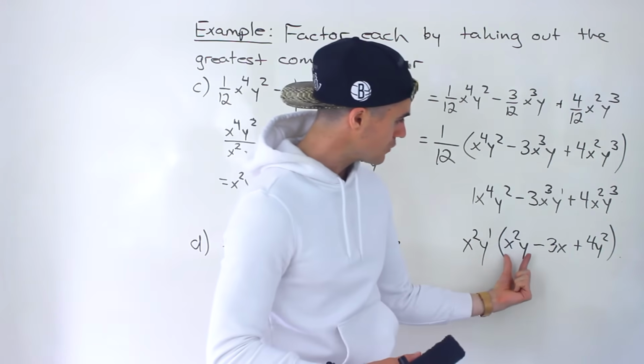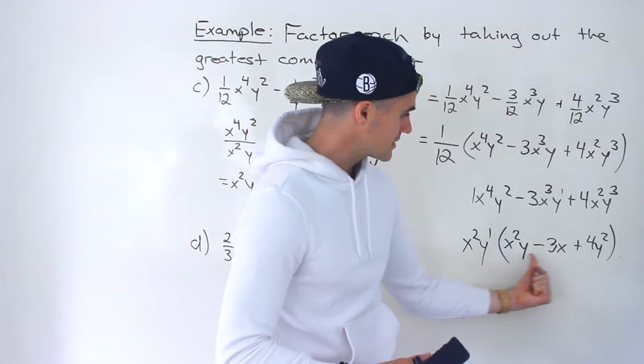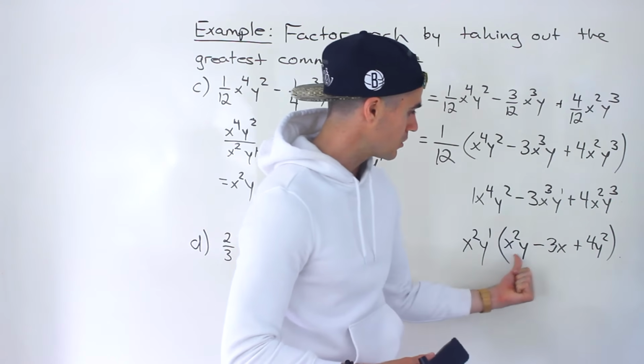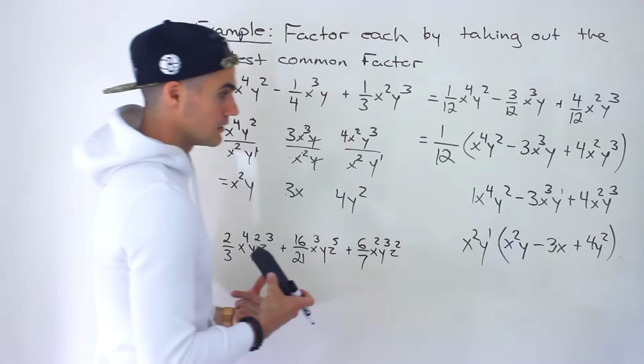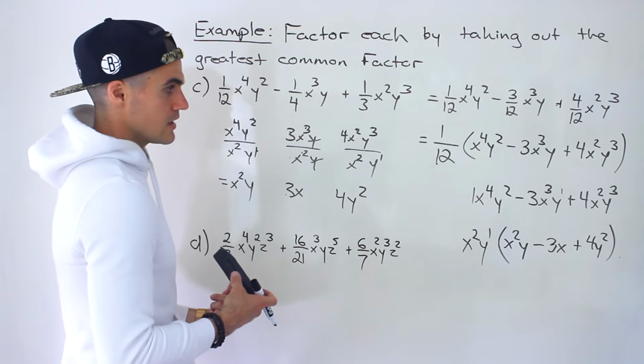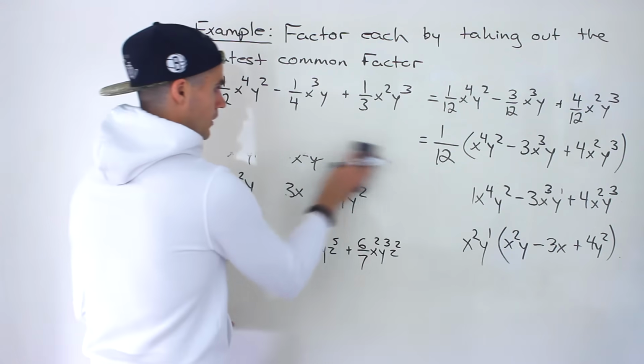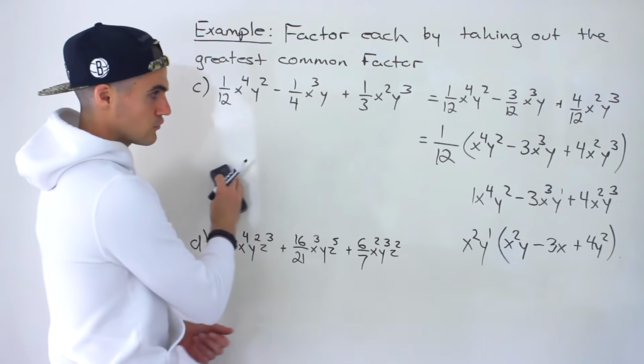Another way to check is, can you factor anything from here? X, x, but there's no x here. There's a y here. There's a y here. No y here in between 1, 3, and 4. Can't take out any numbers. Okay, so I know there's a lot going on here, but hopefully you're keeping track of what we're doing.